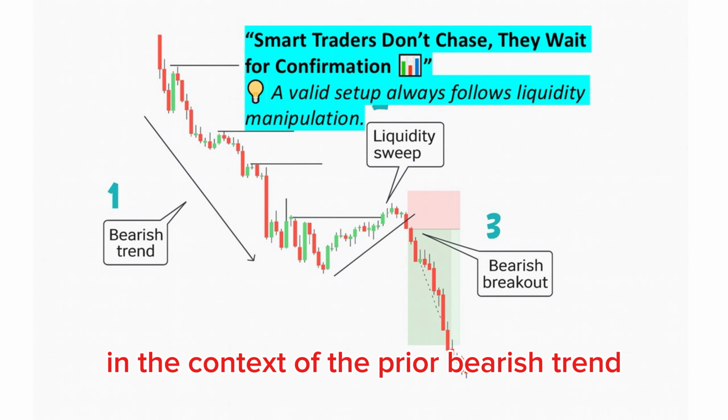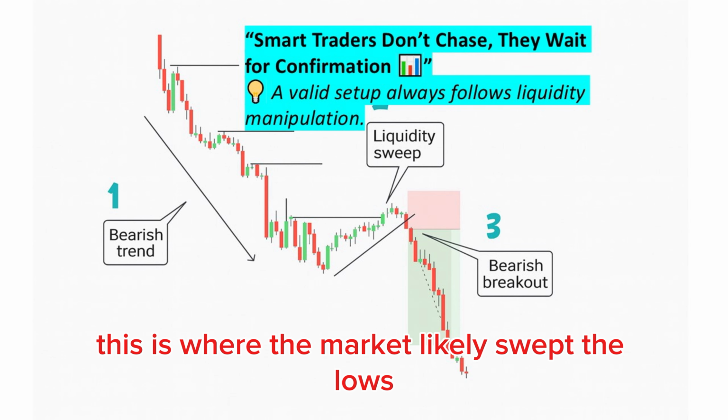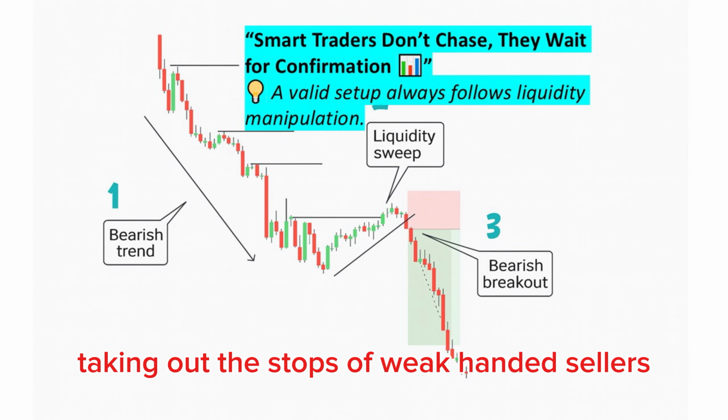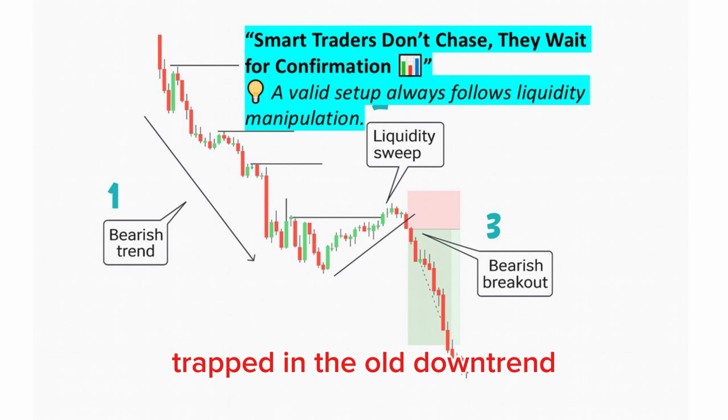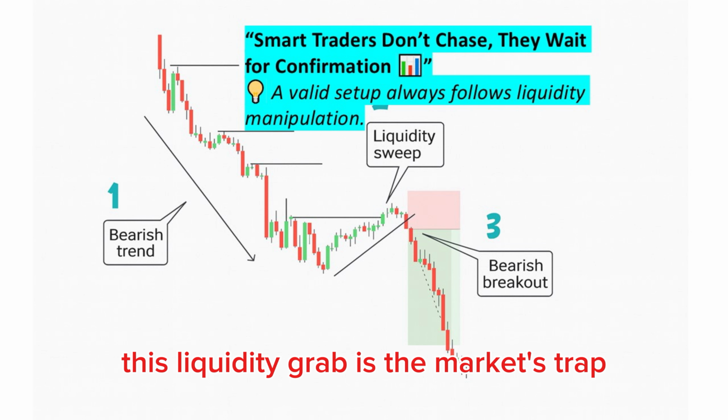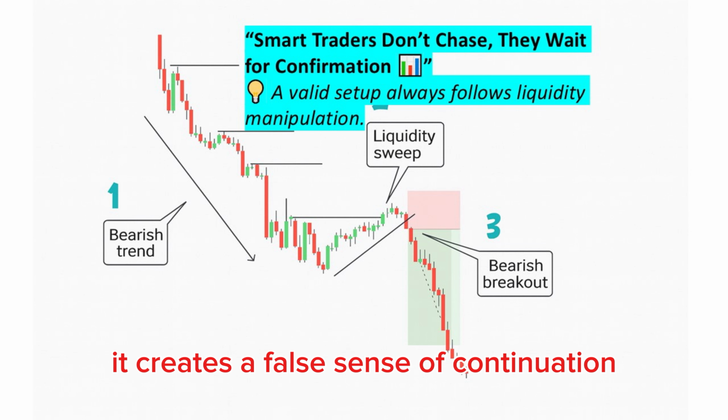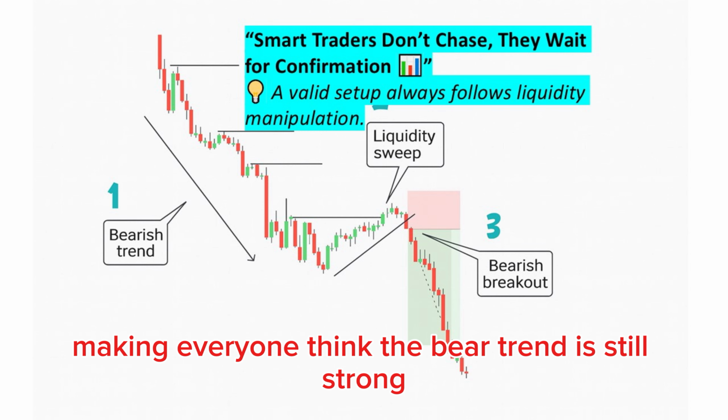Look at the area marked liquidity below the final pullback. In the context of the prior bearish trend, this is where the market likely swept the lows, taking out the stops of weak-handed sellers trapped in the old downtrend. This liquidity grab is the market's trap. It creates a false sense of continuation, making everyone think the bear trend is still strong.